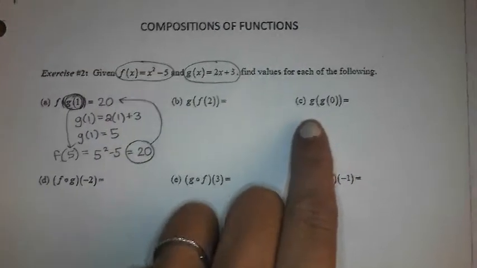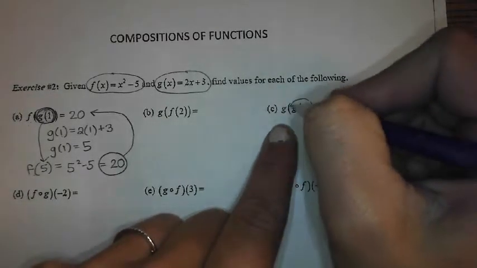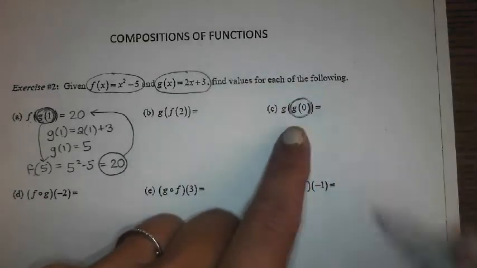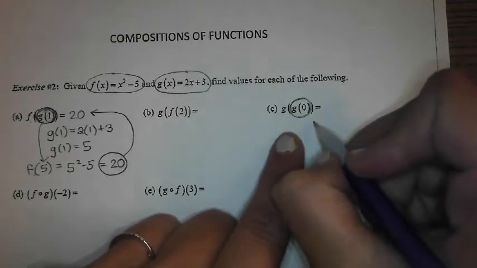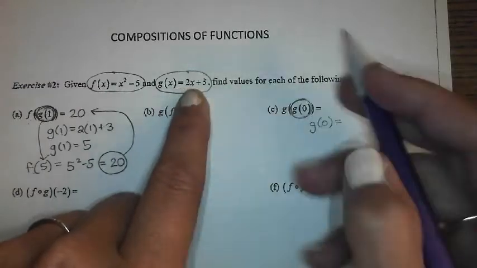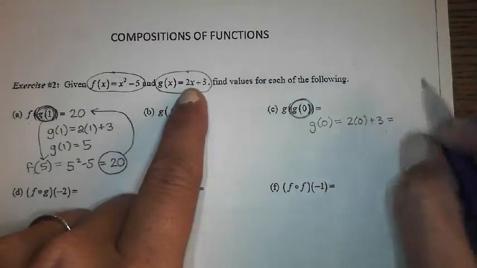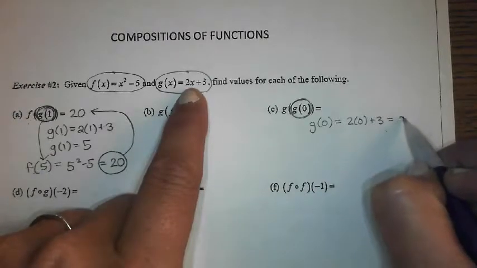Let's jump to C. g of g of 0. Okay, so we start on the inside and we're going to figure out what g of 0 is. So g of 0 equals, we're going to plug 0 in. 2 times 0 plus 3 is 3.